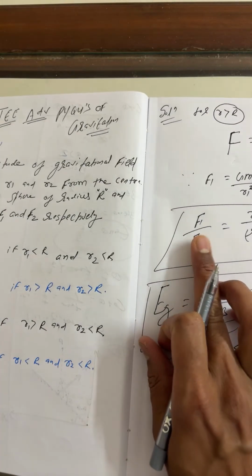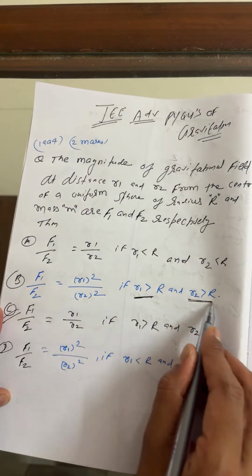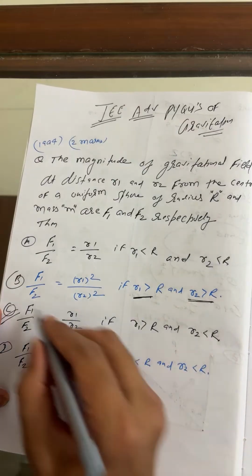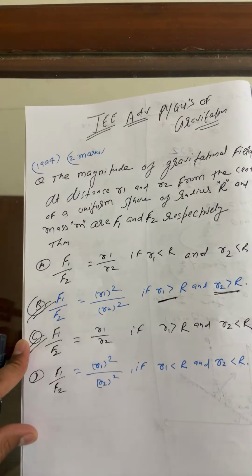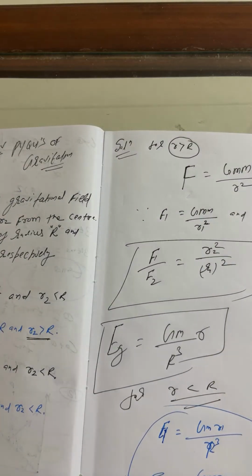For the other part, I can see this is also correct. R1 is greater than R and R2 is greater than R. Right. So the correct answers are options B and C. Okay, just move ahead.